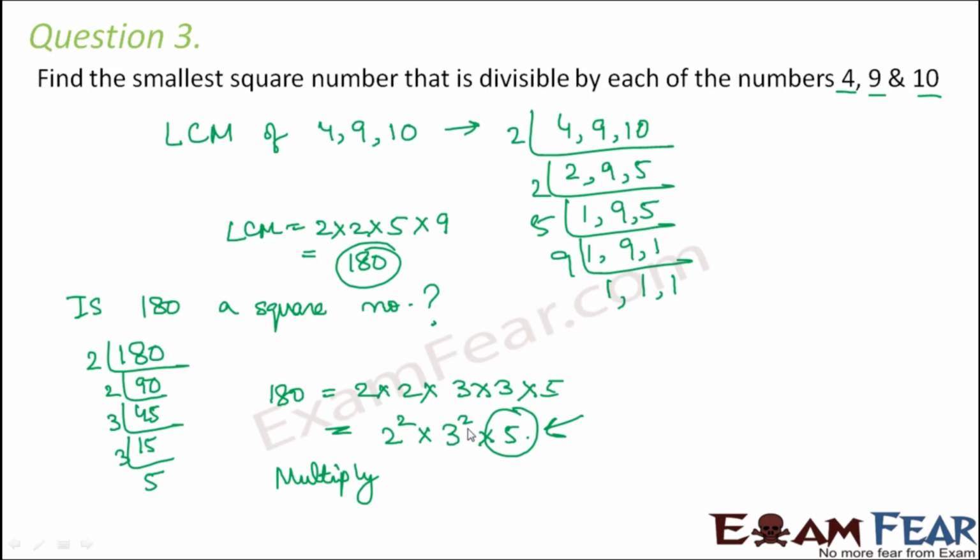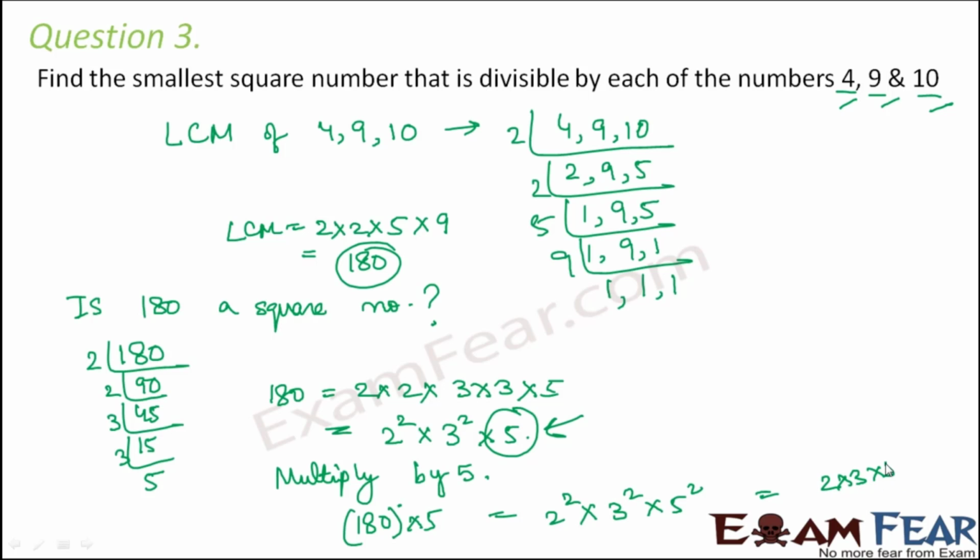So now we have two conditions. We have to make it a perfect square, and we also need to make that number divisible by 4, 9 and 10. So therefore we multiply by 5. So what happens? This becomes 180 into 5, that is 2 square into 3 square into 5 square. So this actually becomes 2 into 3 into 5 whole square, that is 30 whole square, which is equal to 900. Therefore 900 is the smallest square number that is divisible by 4, 9 and 10.